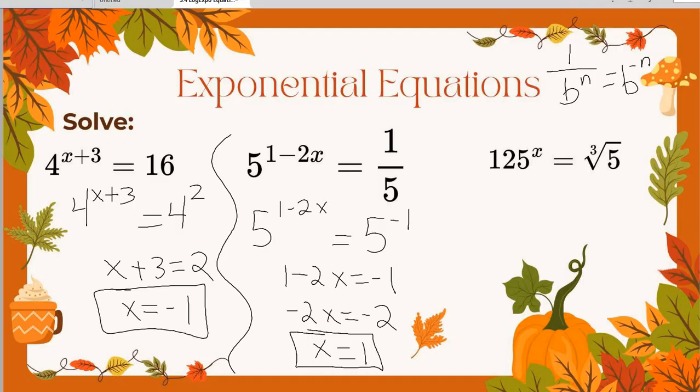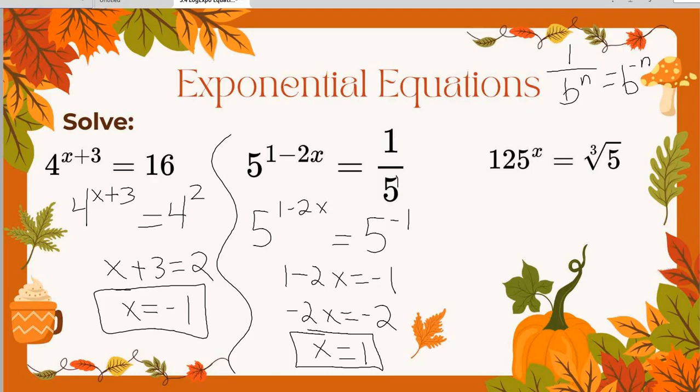And so say this had been a 1 over 25, right? That would have been 5 squared. So then this would have become 5 to the negative second instead. It's just this is an understood one, which is why we just have a negative one there. It's just using that power property.